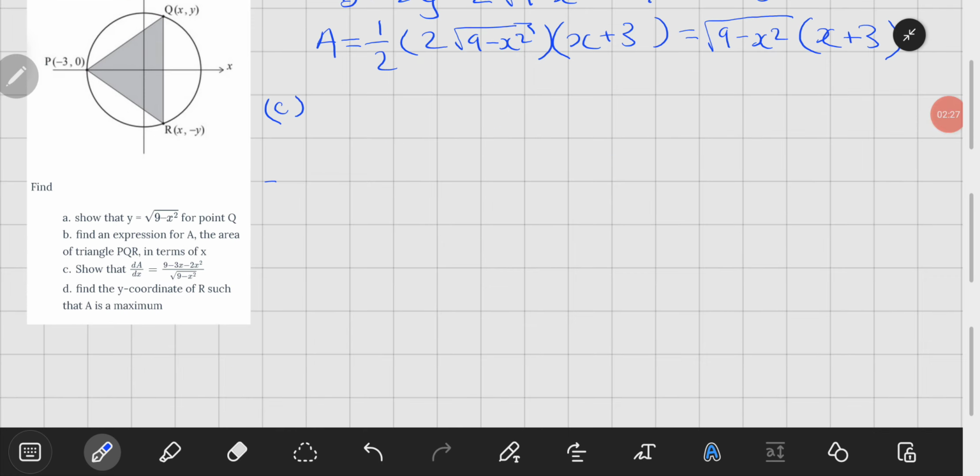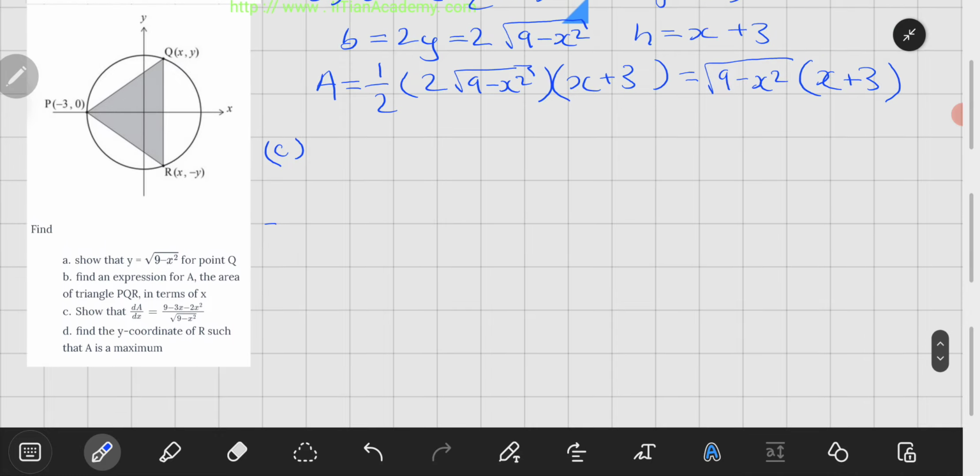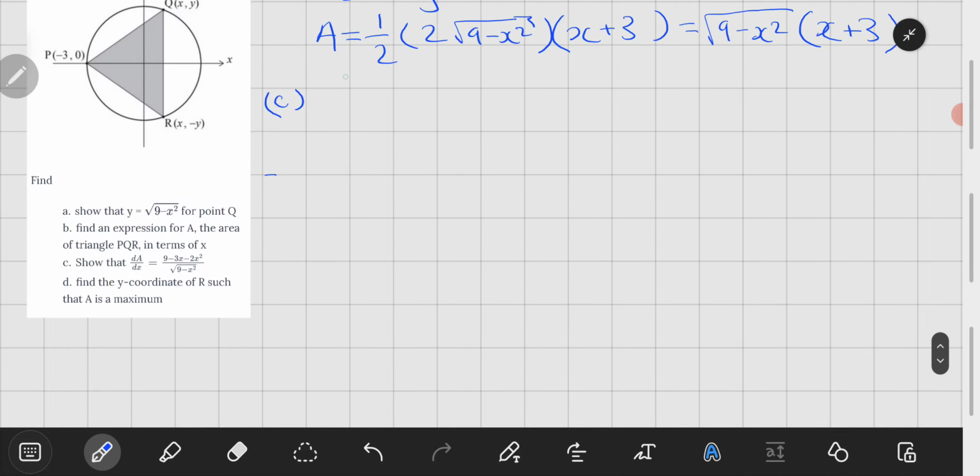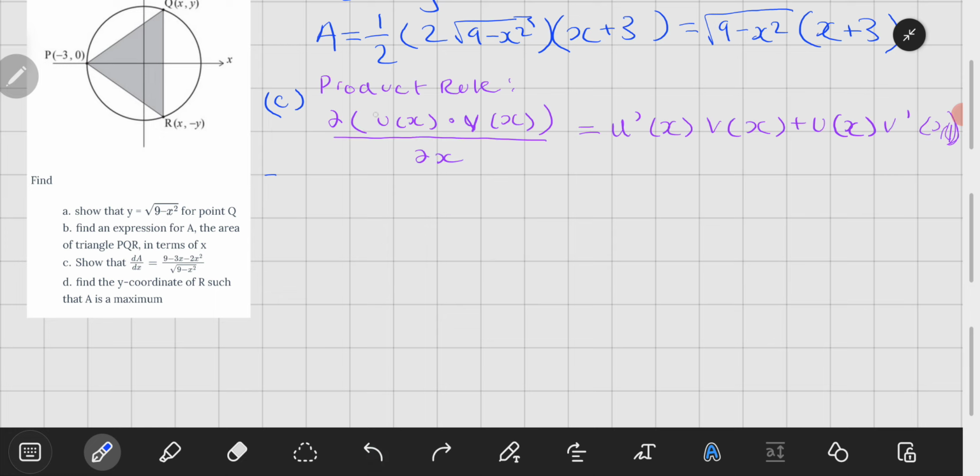Now, for our next question, we are asked to show that the derivative of area with respect to x is equal to this expression. So now that we've found area, we will differentiate the equation. To do this, we have to use the product rule, whereby the derivative of two multiplying terms containing x is equal to the derivative of the first term multiplied by the second term plus the first term multiplied by the derivative of the second.